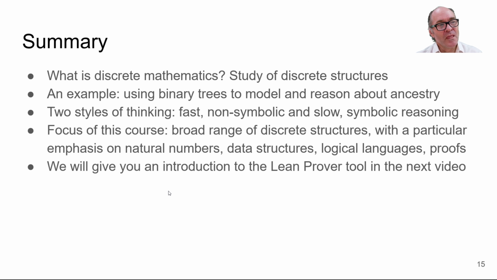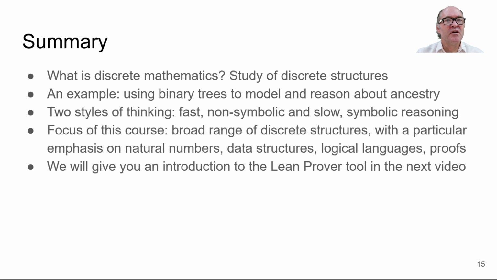So in summary, we've answered the question, what is discrete mathematics? In brief, it's the study of discrete structures, their properties, relations among discrete structures, and operations involving discrete structures. We gave an example of using binary trees of people to model and reason about ancestry. We put this form of reasoning and computation in context with deep neural computing and contrasted sort of fast and slow forms of thinking. All of the traditional computer science programming in Python or Java or data structures, the usual courses in computer science are all about discrete forms of computing.